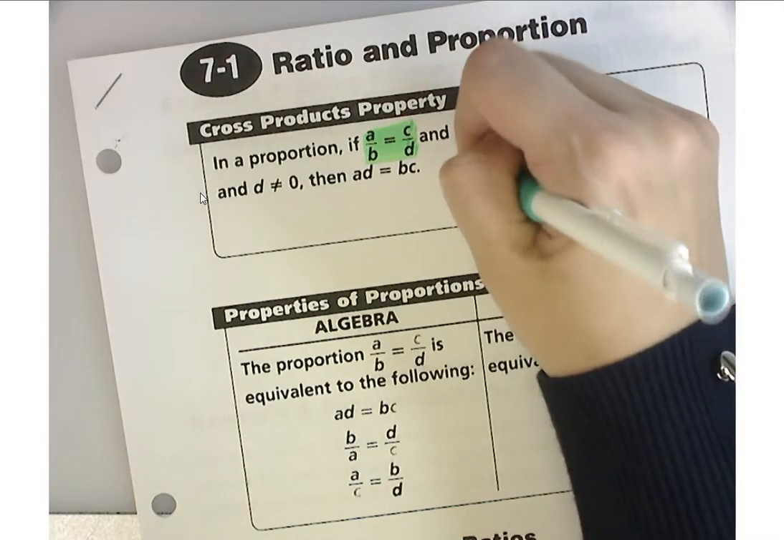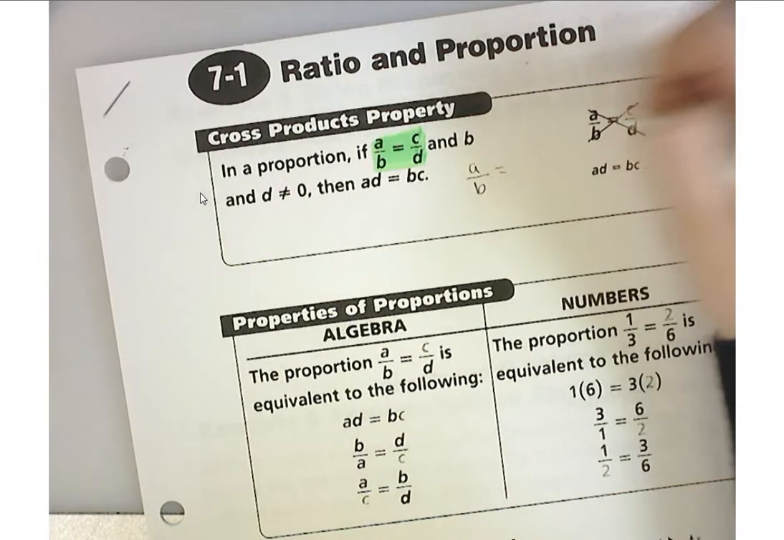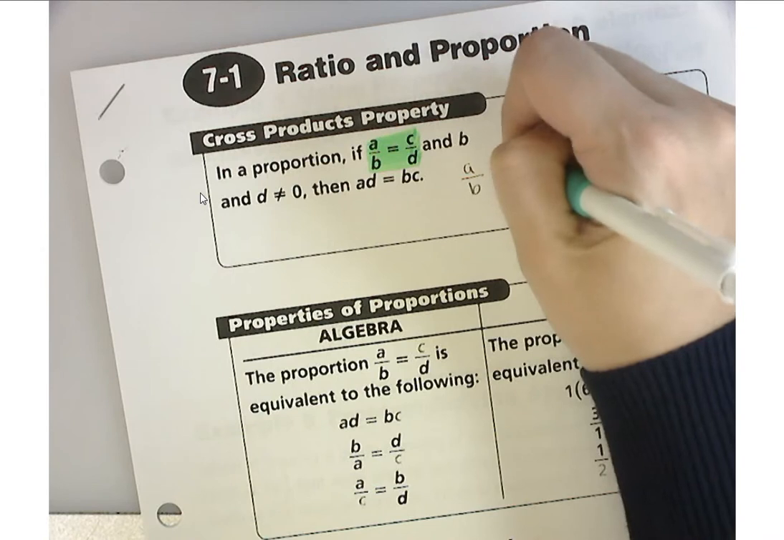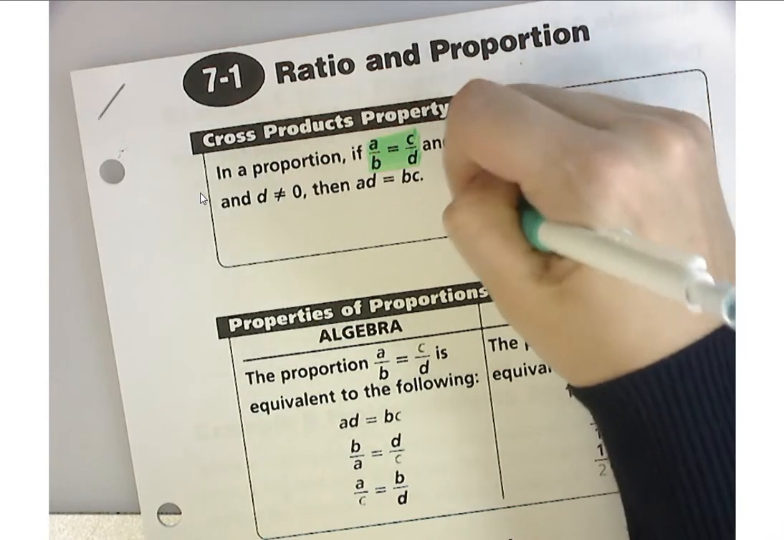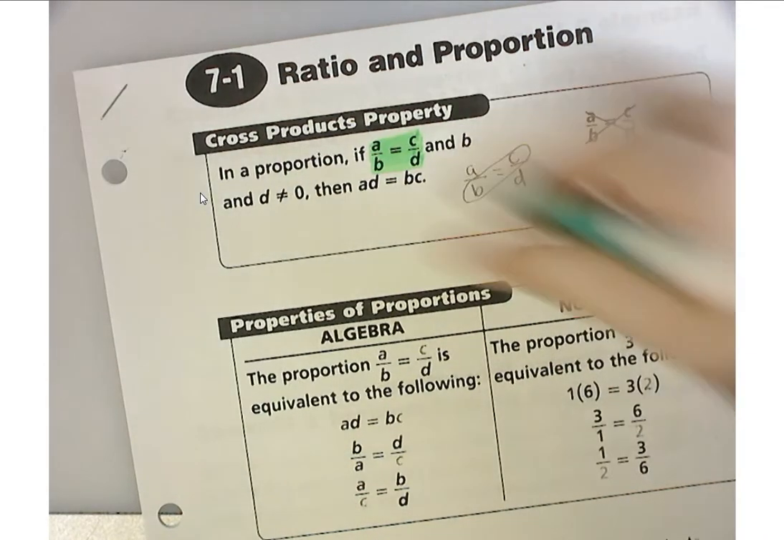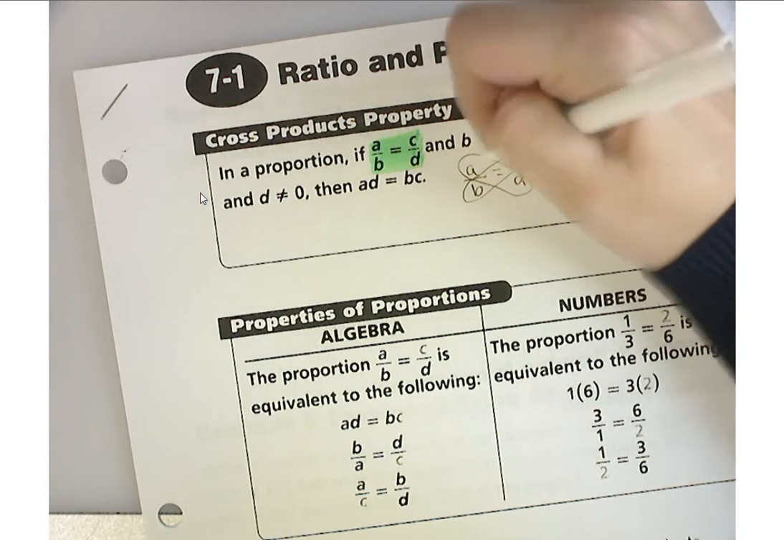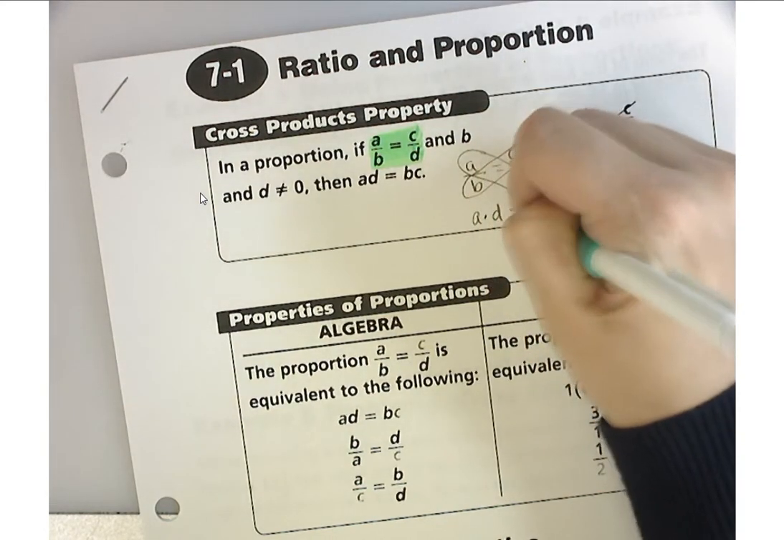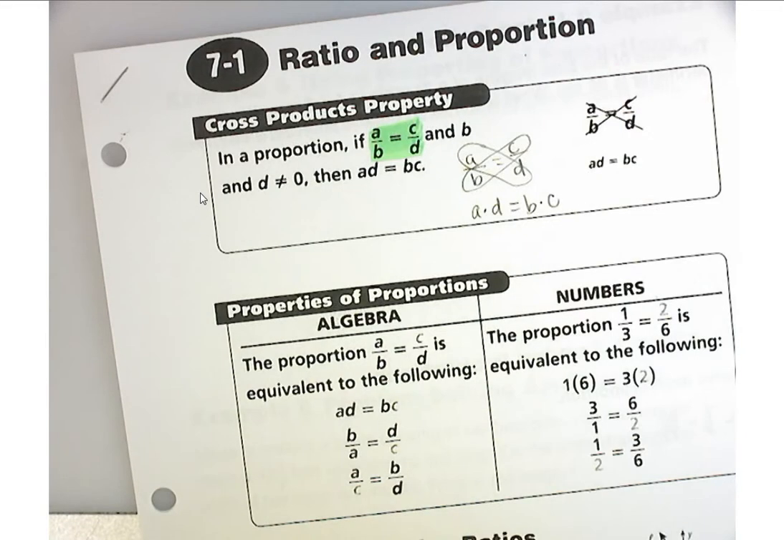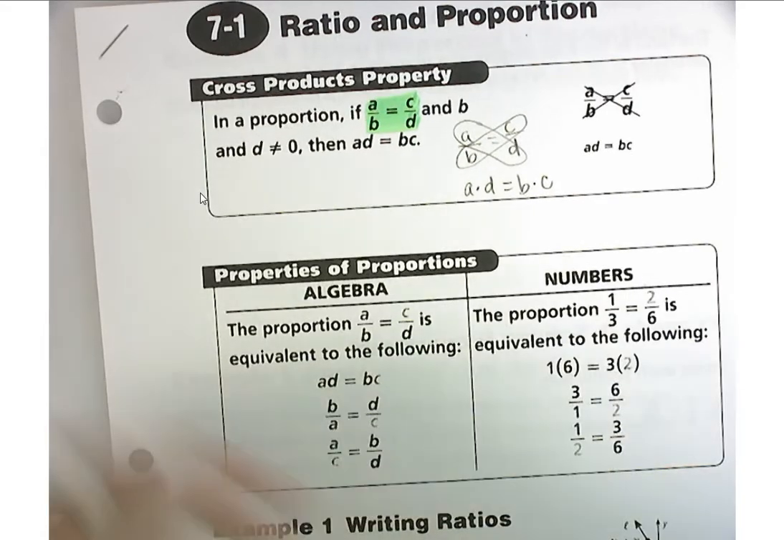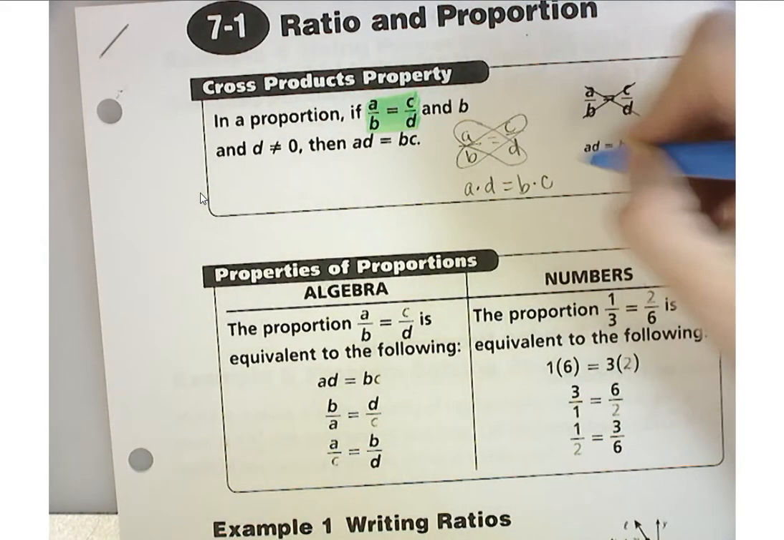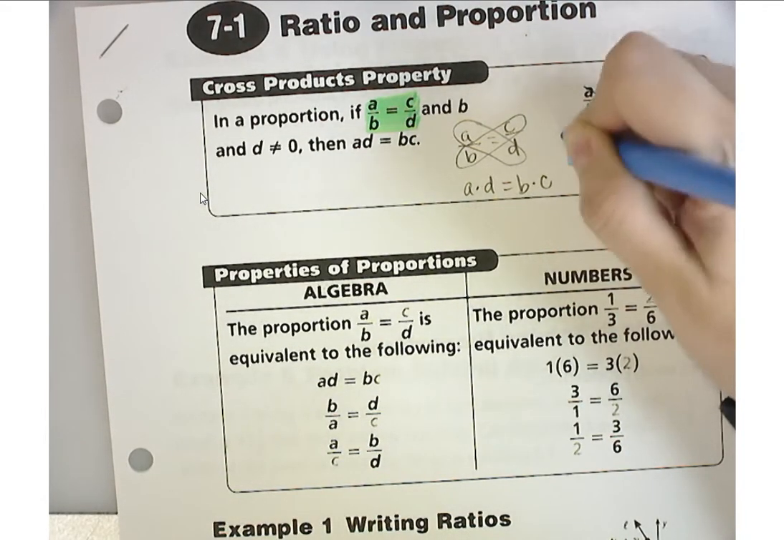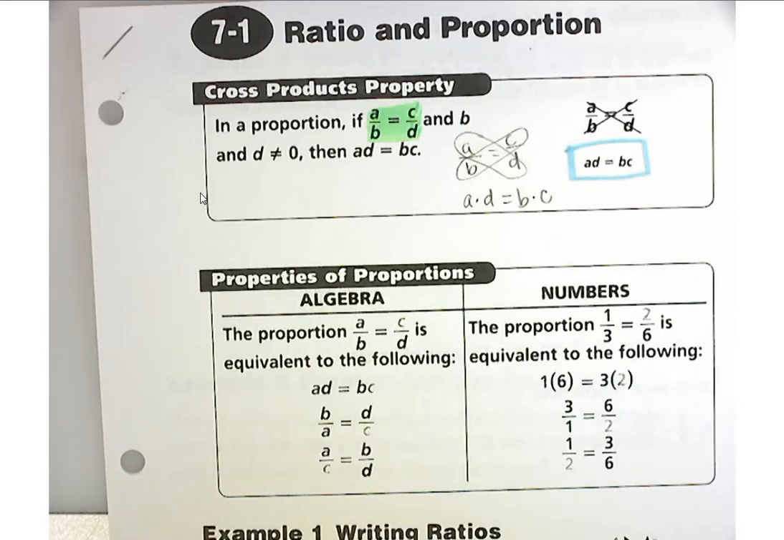So I usually circle them. Here they made the X to cross them out. So what that means is you could multiply A times D, and A times D would equal B times C. Okay, so the cross products property you usually probably hear as cross multiplying, but you will get AD is equal to BC.